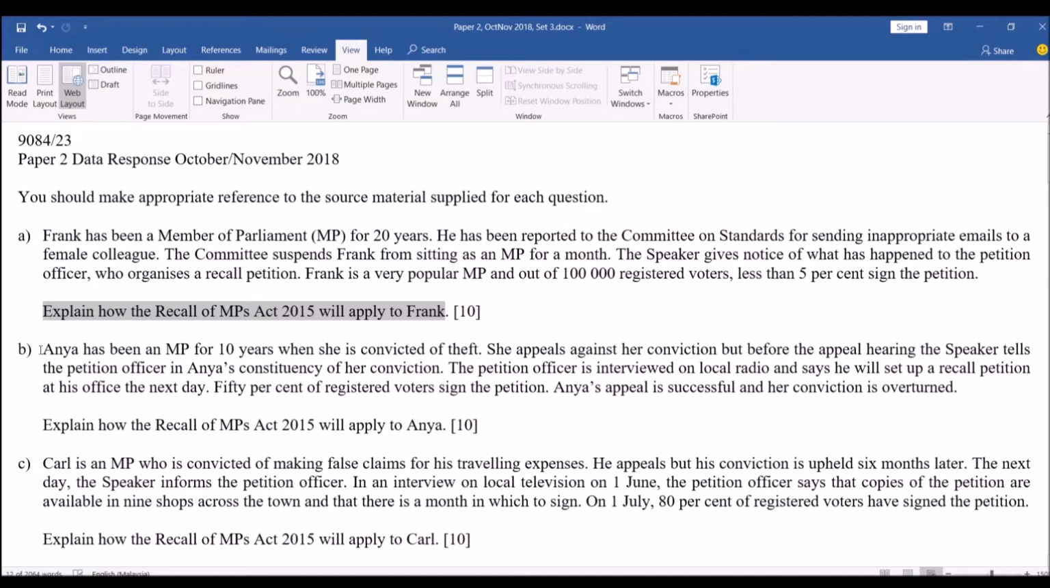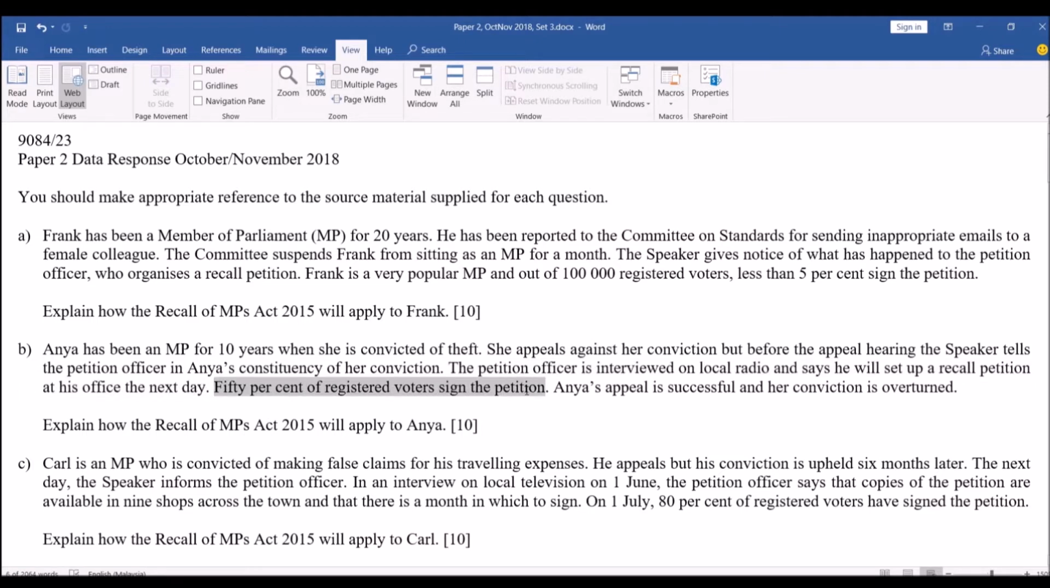Question B. Anya has been an MP for 10 years when she is convicted of theft. She appeals against the conviction, but before the appeal hearing, the Speaker tells the petition officer in Anya's constituency of the conviction. The petition officer is interviewed on local radio and says he will set up a recall petition at his office the next day.